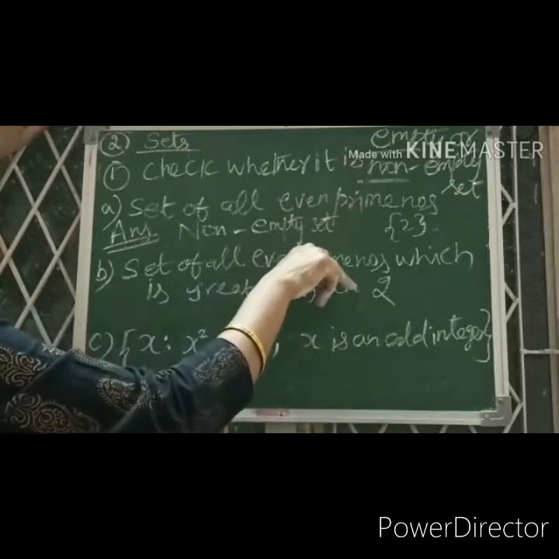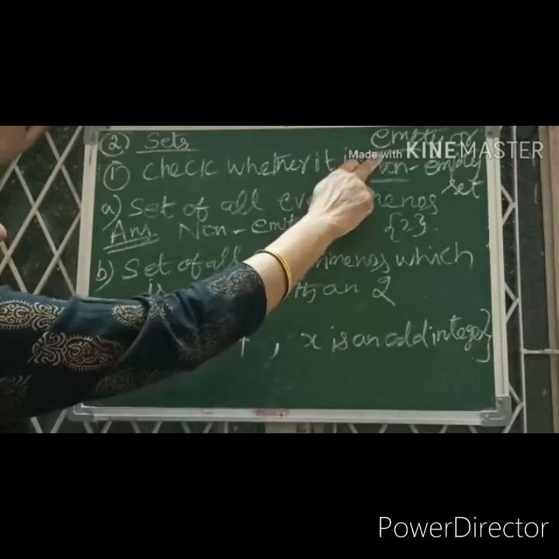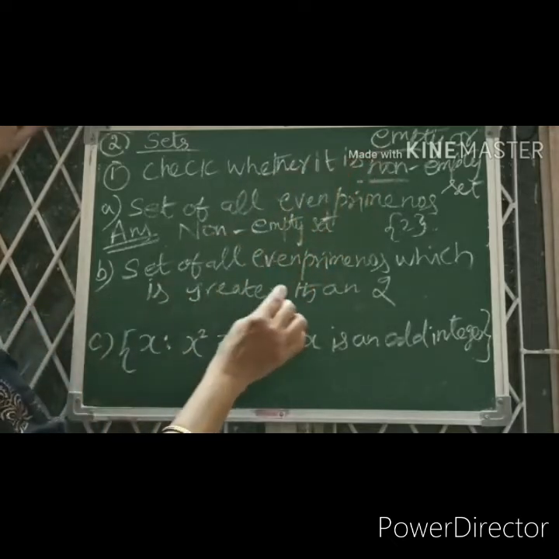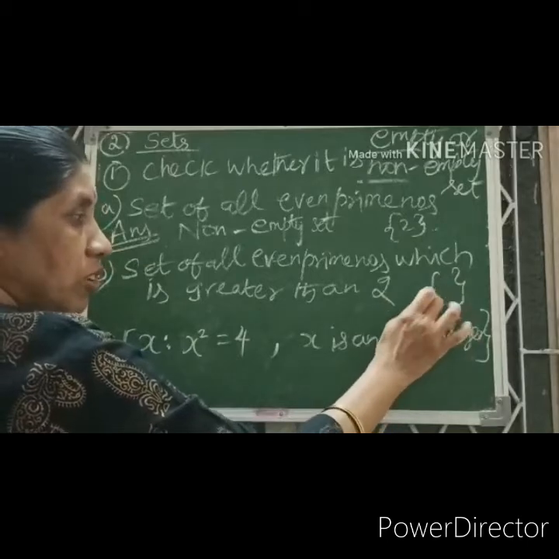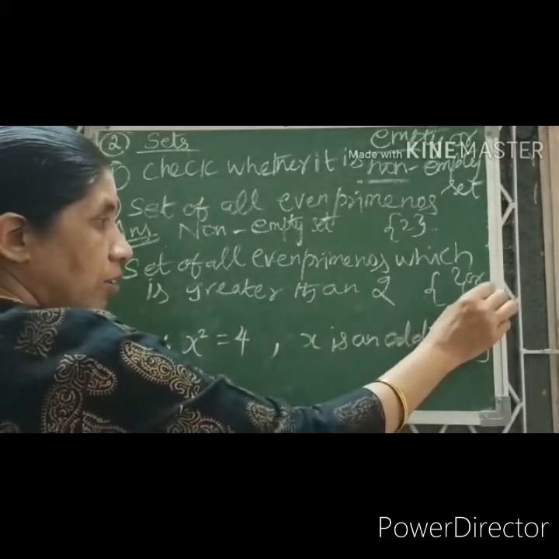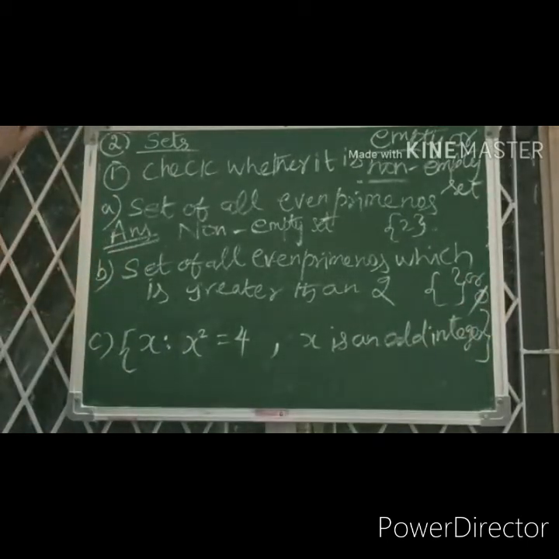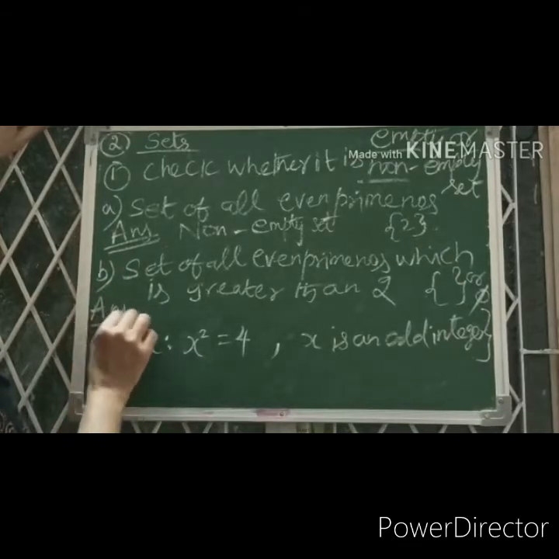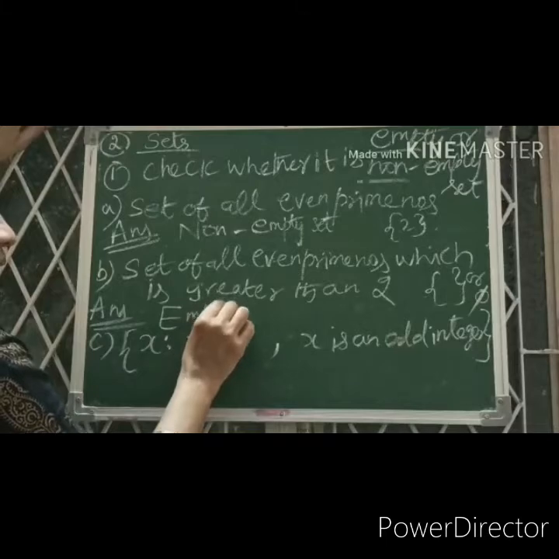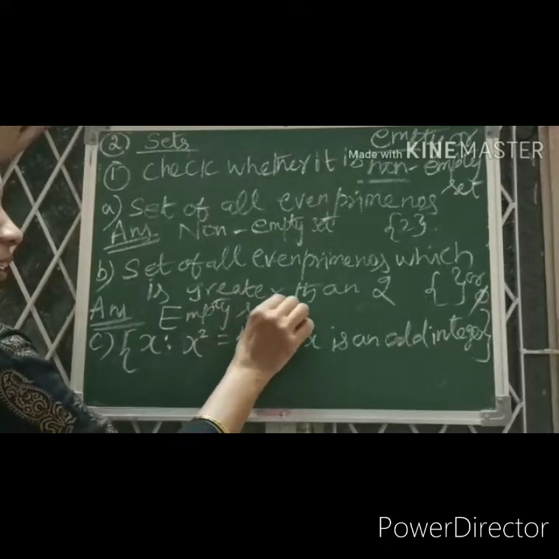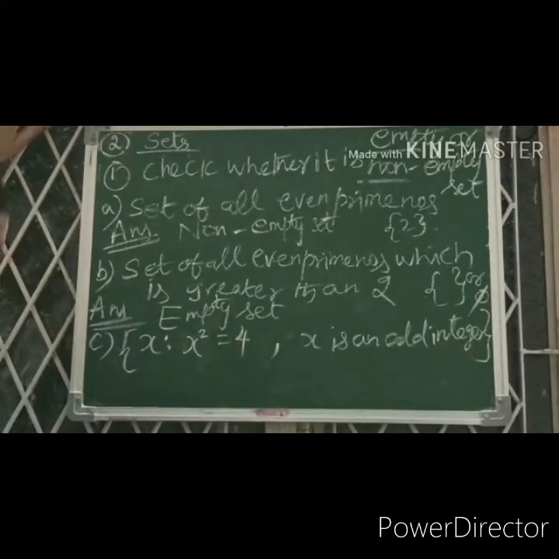But here you have to write the answer as empty or non-empty. So here the answer is what? Null set. Either you use this symbol or you can write phi. But here what will you write as the answer? Your answer is, it is empty set. I think it will be clear to you what is meant by empty set.